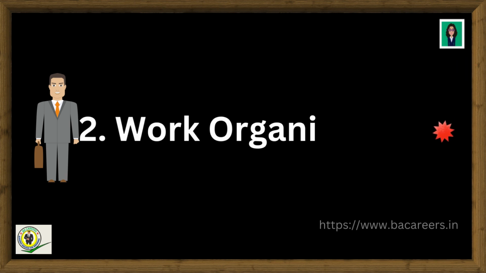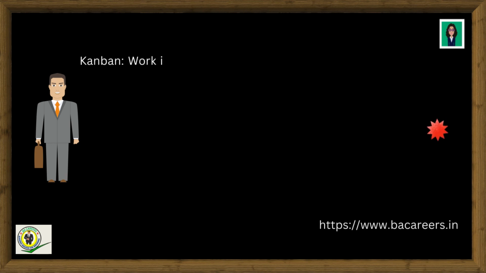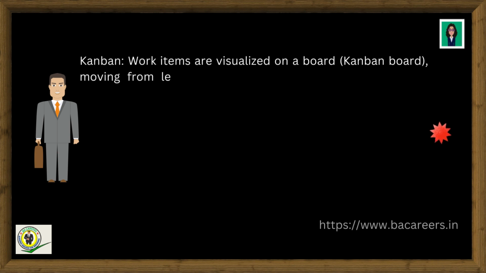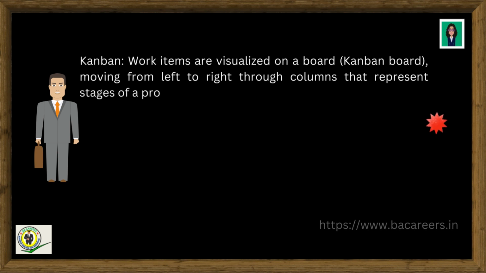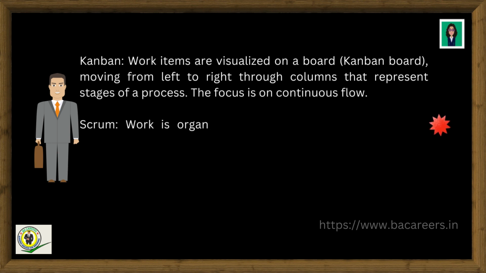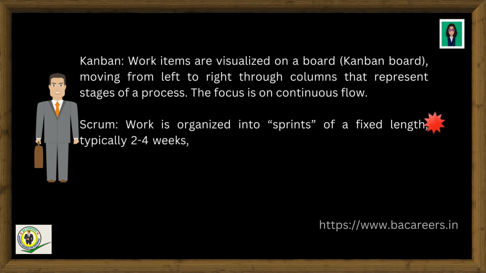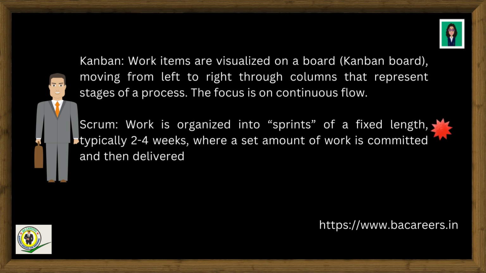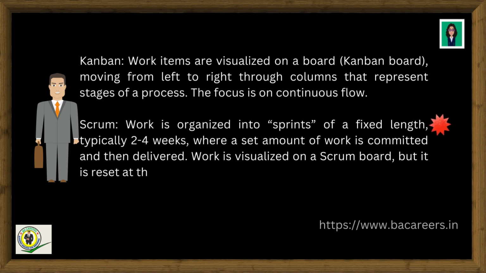2. Work organization. Kanban: work items are visualized on a board, the Kanban board, moving from left to right through columns that represent stages of a process. The focus is on continuous flow. Scrum: work is organized into sprints of a fixed length, typically 2 to 4 weeks, where a set amount of work is committed and then delivered. Work is visualized on a Scrum board, but it is reset at the beginning of each sprint.